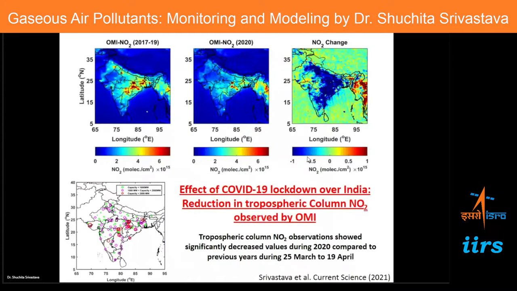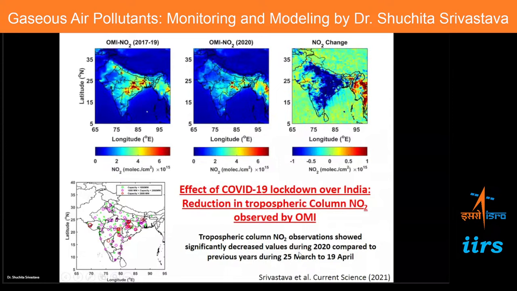We can also investigate the effect of special events. Like there was a very special event in 2020. The effect of the COVID-19 lockdown over India is shown here. There was a nationwide lockdown from 25th March onwards in 2020, and it was the first phase, 25th March to 19th April.